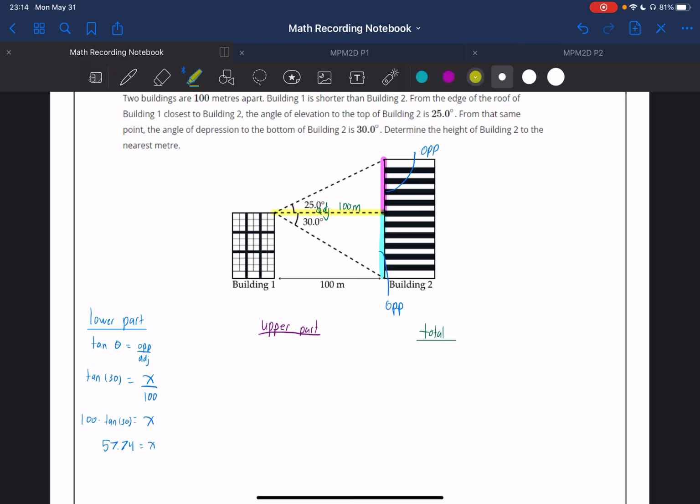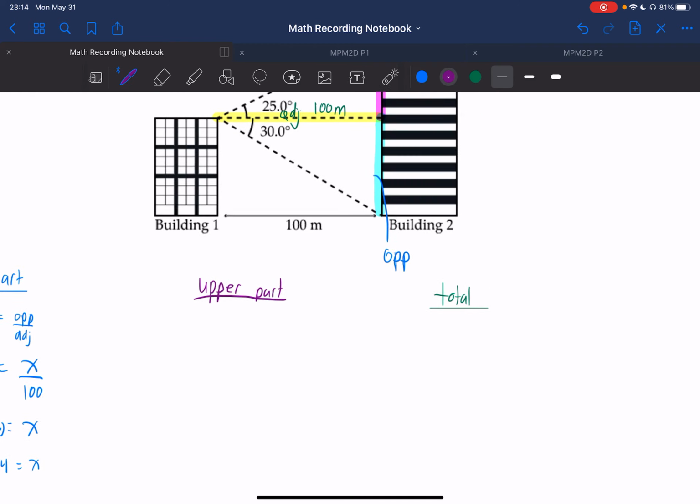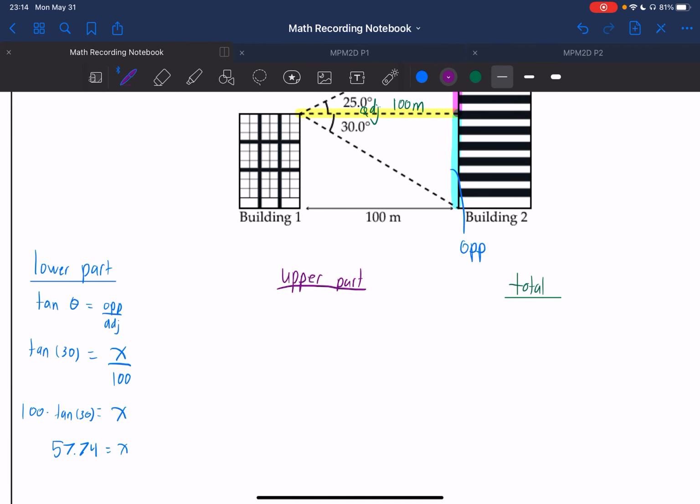I'm keeping a couple of extra decimal points right now. In the end, we will round it to the nearest meter, but for now, we're just going to keep it with those extra decimal points, just to make sure we don't lose any information.